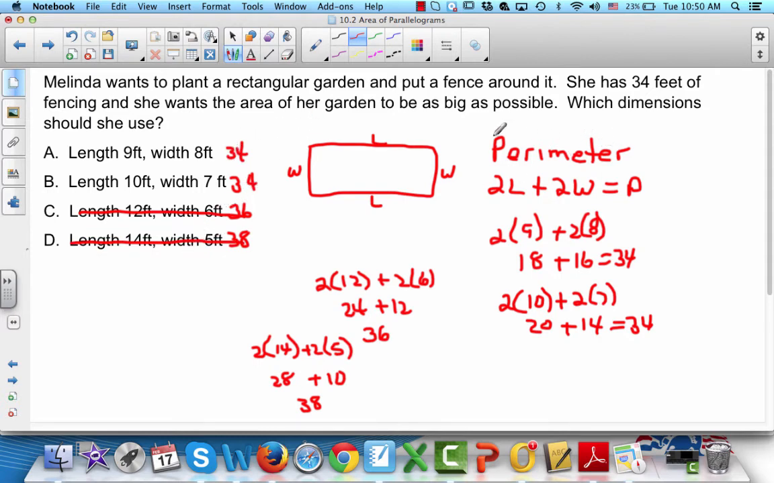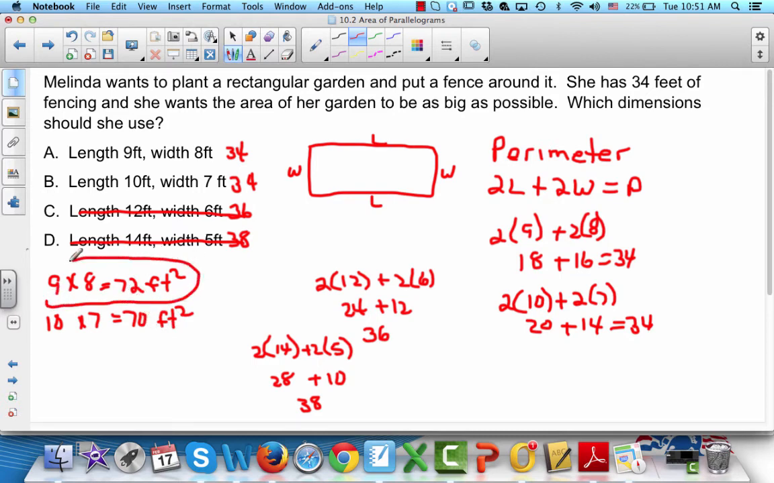Now, to have the biggest area, you multiply length times width. So for A, it's going to be 9 times 8 gives me 72 feet squared. For B, it will be 10 times 7 equals 70 feet squared. So which one is the bigger area? Right, it's this one right here because it's 72 and the other one's 70. So our answer is A.